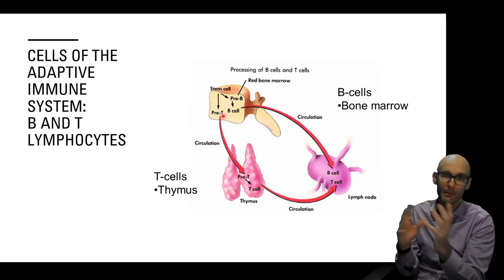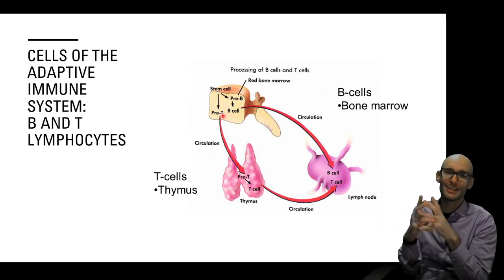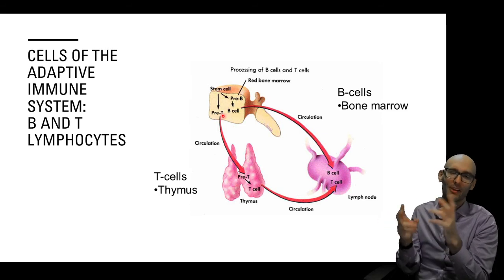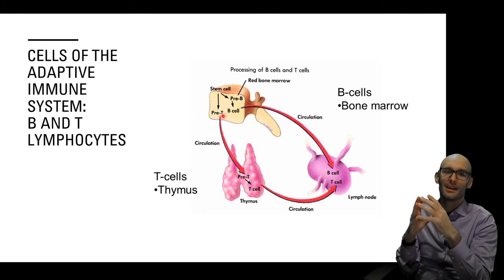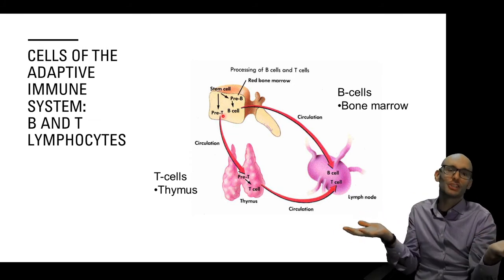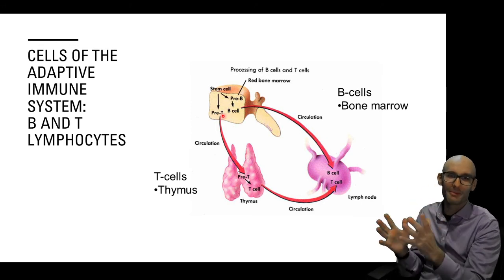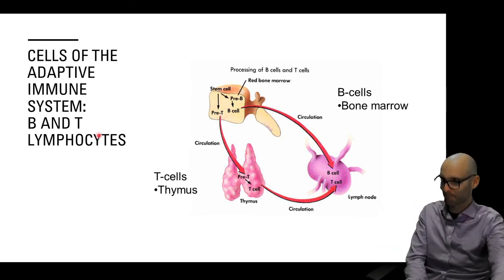Right, so the B in B cell is actually not named after bone, it's named after the bursa. They originally found them in a chicken butt. They found it in a chicken butt, all right? That's where they originally found those cells, and so it's named after the bursa of the chicken.